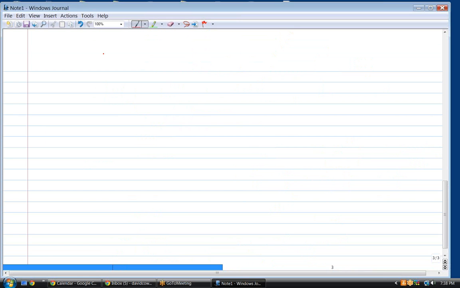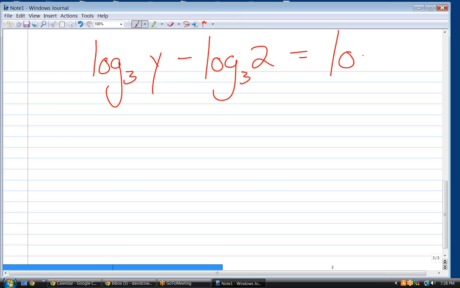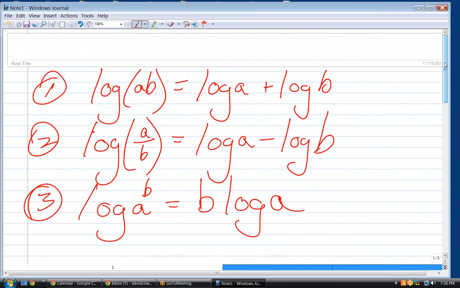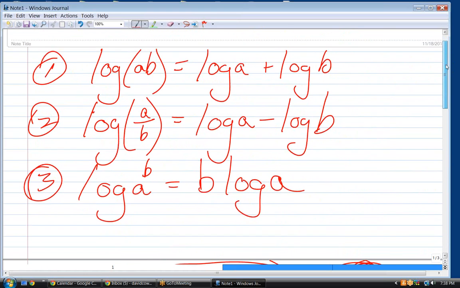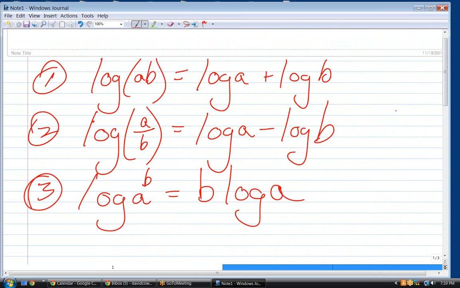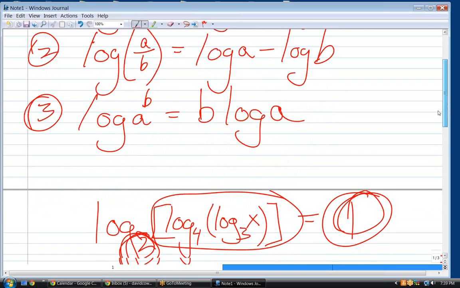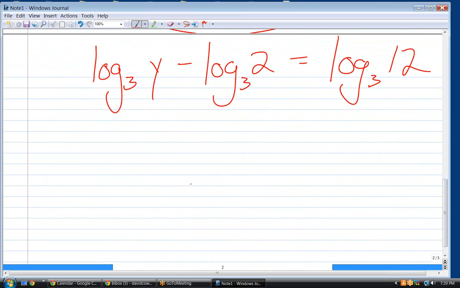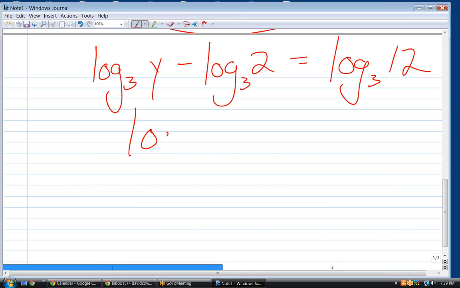Okay, so then there's this one: log base 3 of y minus log base 3 of 2 equals log base 3 of 12. As long as we have the same base on everything, then we can apply our rules 1, 2, and 3. Notice rule 2 has log A minus log B, that's equal to log of A divided by B. So let's use rule 2 to convert the left side of this into a single log expression. So then that would be log of y over 2.